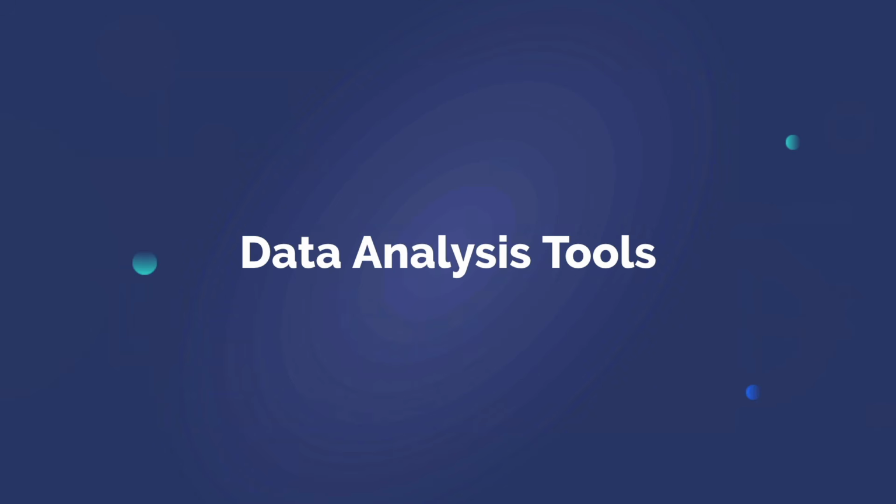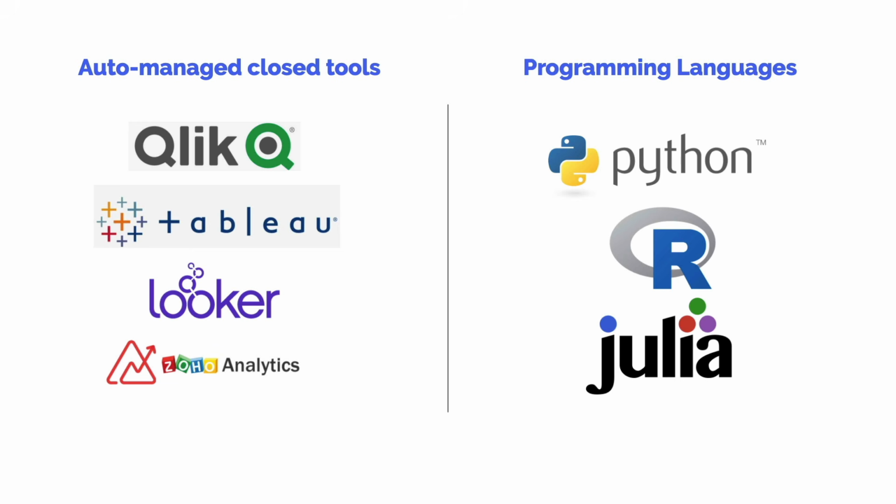What tools are available today for data analysis? We've broken these down into two main categories. Auto-managed tools are closed products, tools that you can buy and start using right out of the box. Excel is a good example. Tableau and Looker are probably the most popular ones for data analysis.